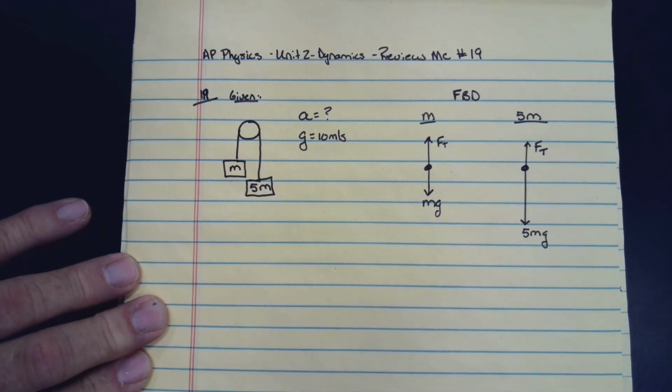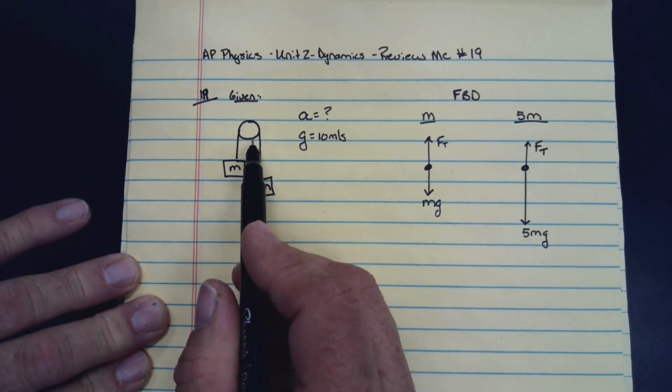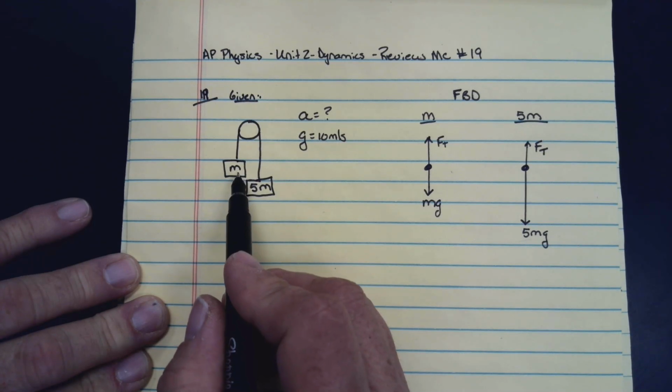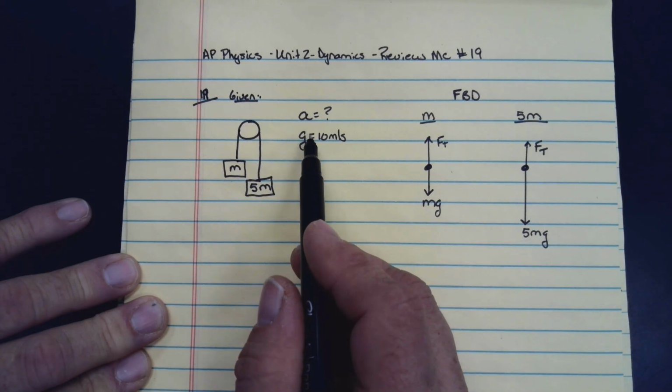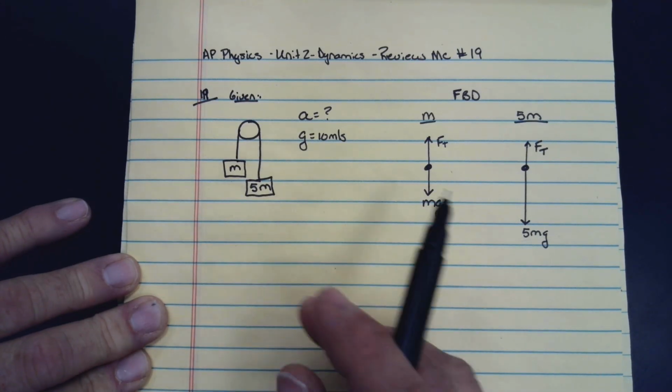This is review multiple choice question number 19. So in the given, we had a pulley with no friction, string has no mass, and we have a mass on one side of just plain mass where they made the other block 5 times as much, so we have 5 mass. And they want to know the acceleration. We're going to use 10 for gravity.